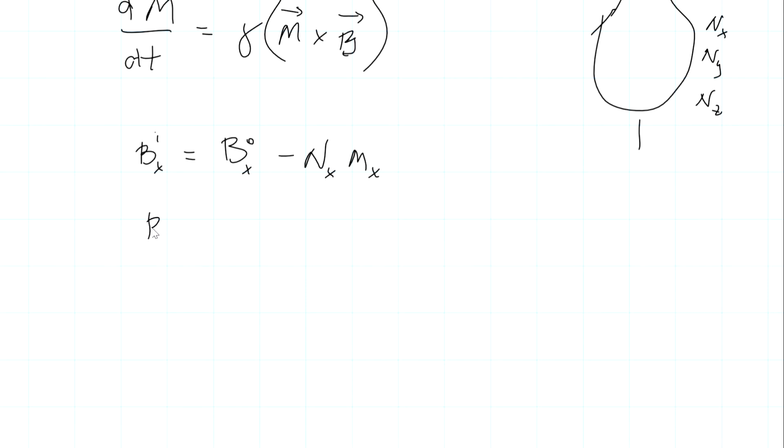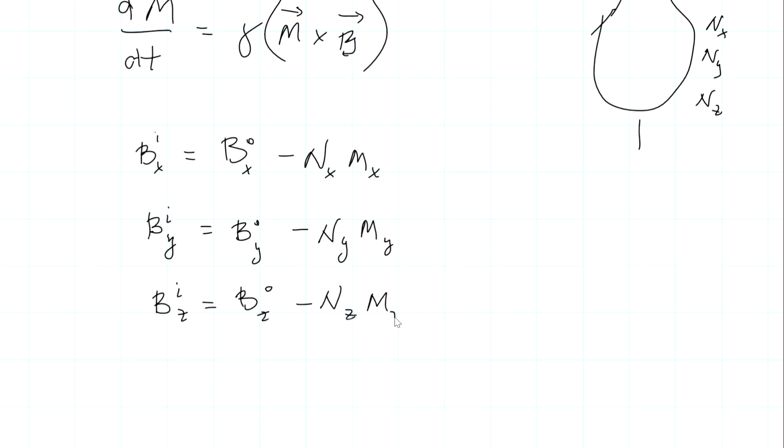Now the same can be written for By. I means internal, and that would be external. By external, B naught, minus Ny My. Bz internal is equal to Bz naught minus Nz Mz. So what we wrote down here is we just said that the field inside of the material should be adjusted by the demagnetizing field, which points in the opposite direction.